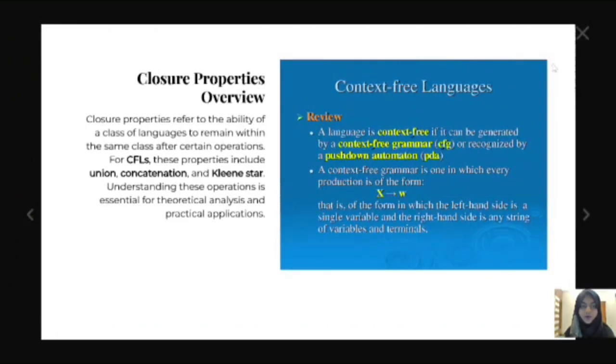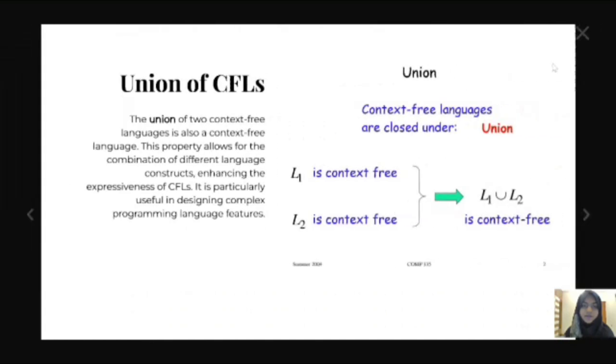Closure properties overview. Closure properties refer to the ability of a class of languages to remain within the same class after certain operations. For CFLs, these properties include union, concatenation, and Kleene star. Understanding these operations is essential for theoretical analysis and practical applications.